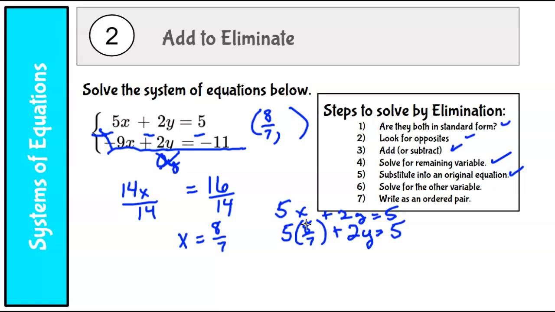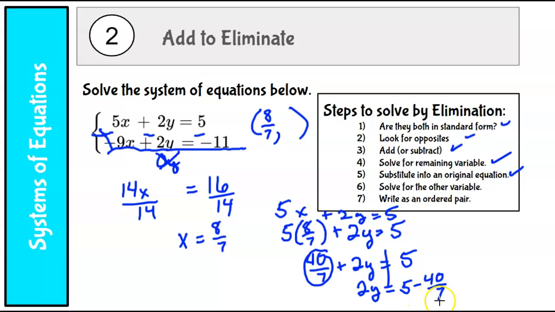5 times 8/7. I'm using my calculator. Is 40/7. I guess I didn't need to use my calculator. I don't know why I was hoping that would simplify. You were all hoping it would simplify too, weren't you? I'm going to move this over to the other side so that my numbers are all on the same side. So I'm going to switch sides and switch signs. I'm going to pull up my calculator again and subtract 5 minus 40/7. So 2y equals negative 5/7.